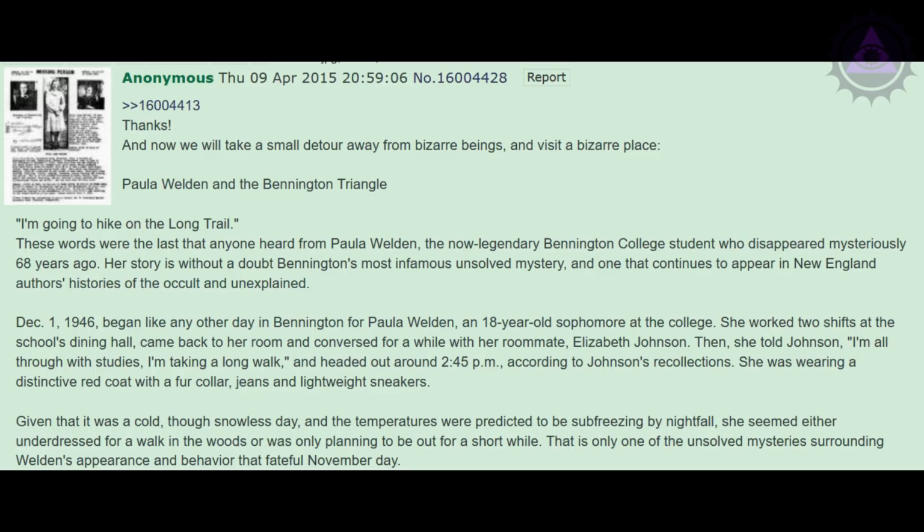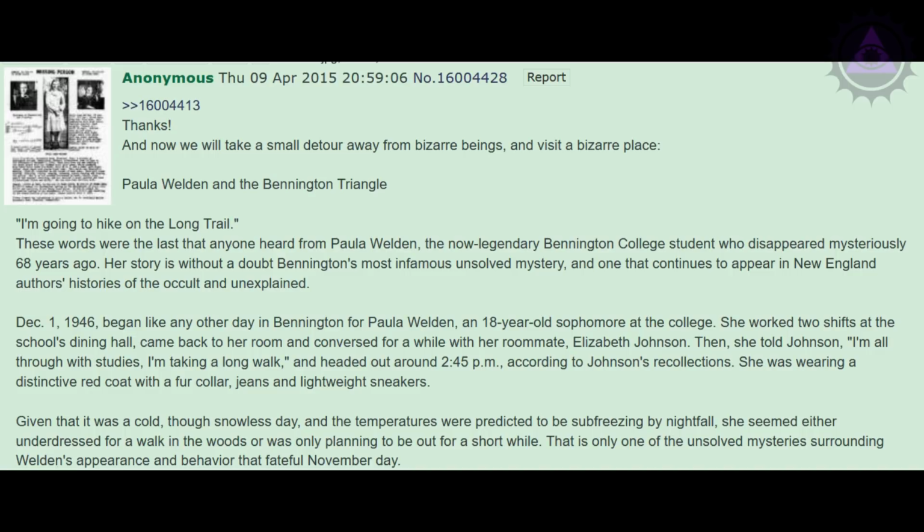December 1, 1946, began like any other day in Bennington for Paula Welden, an 18-year-old sophomore at the college. She worked 2 shifts at the school's dining hall, came back to her room and conversed for a while with her roommate, Elizabeth Johnson. Then, she told Johnson, "I'm all through with studies, I'm taking a long walk," and headed out around 2:45 p.m., according to Johnson's recollections.